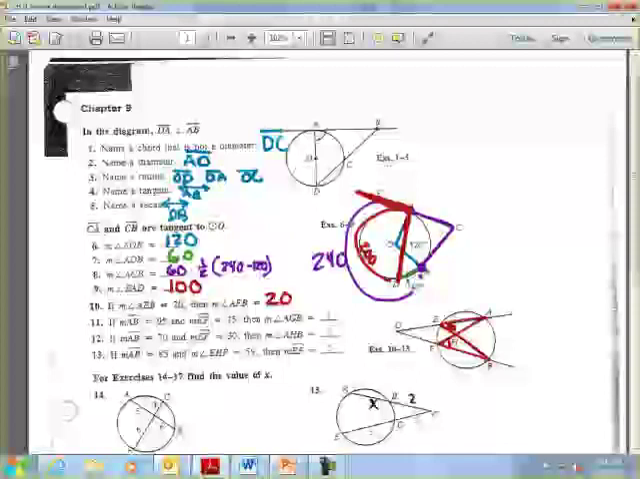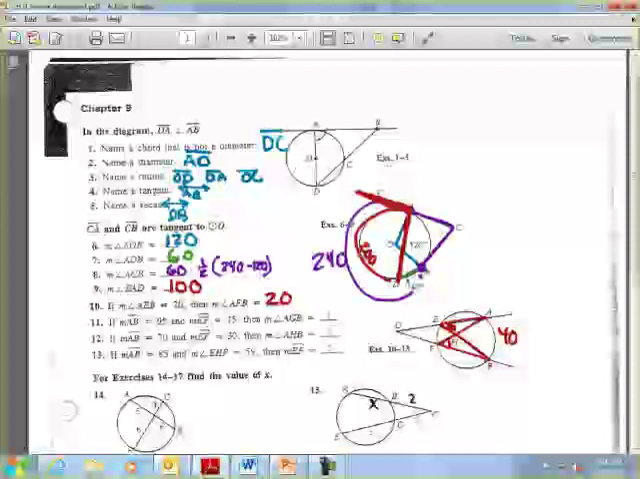If they share the same arc, they will be the same. But what's our rule about the size of an inscribed angle? Half the arc. So how big is the arc? 40. And so then any angle that bounces it back into that is going to still be 20. Okay, so they are both 20.